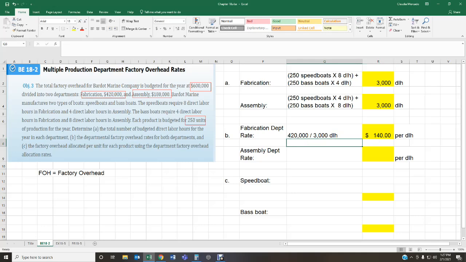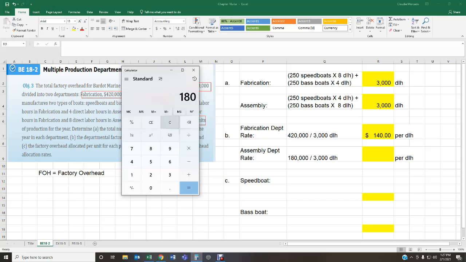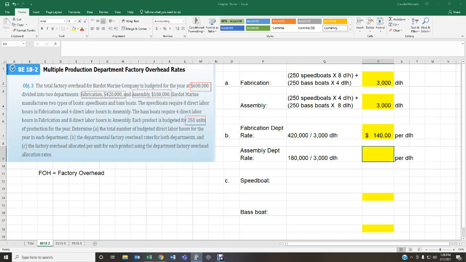We're going to do the same thing, but now for the assembly department. For the assembly department, my overhead is $180,000. I'm going to divide that by the number of direct labor hours associated with my assembly department, and that is 3,000 hours. Let's see what we get. 180 divided by 3,000 gives me $60 per direct labor hour. Okay, that is requirement B.